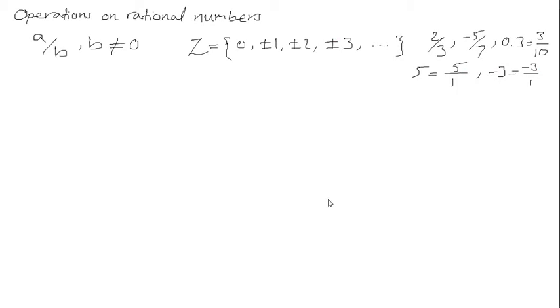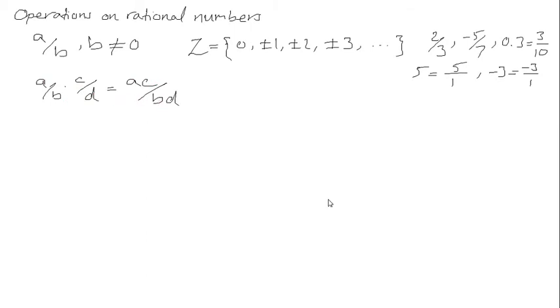Now, how do we multiply these numbers? Assume that a over b is a rational number, and you want to multiply that by c over d, which is another rational number. In order to multiply two rational numbers, the only thing you need to do is multiply the two numerators. So a and c, you multiply them and they form the numerator of the product, and you multiply the two denominators, b and d, and they form the denominator of the product.